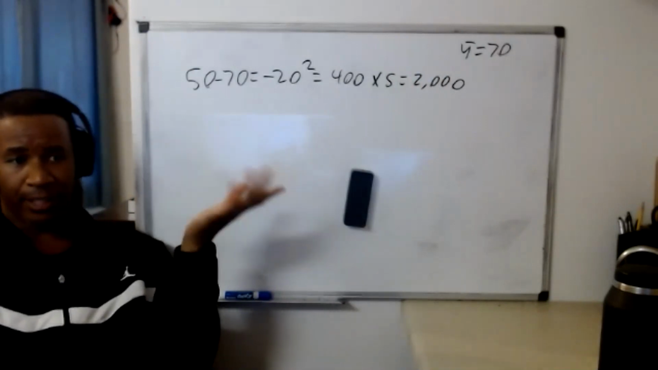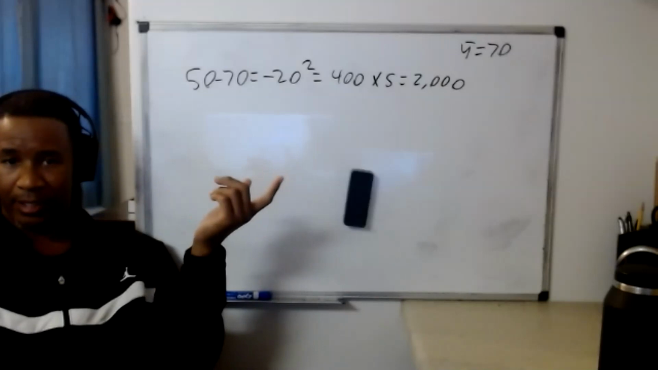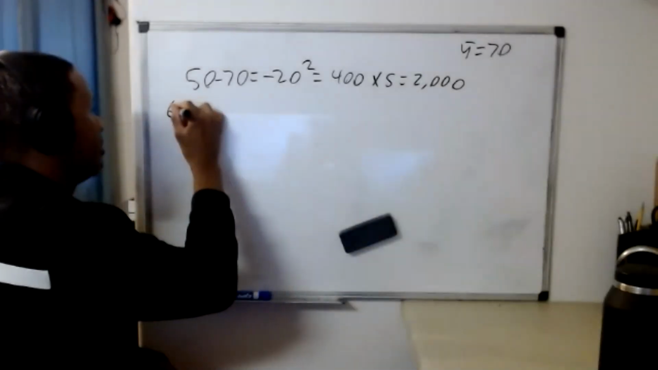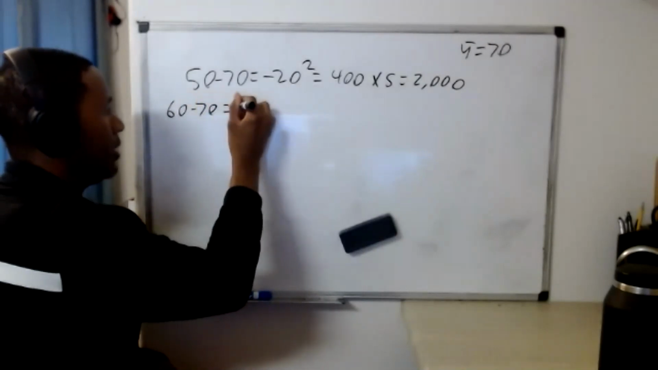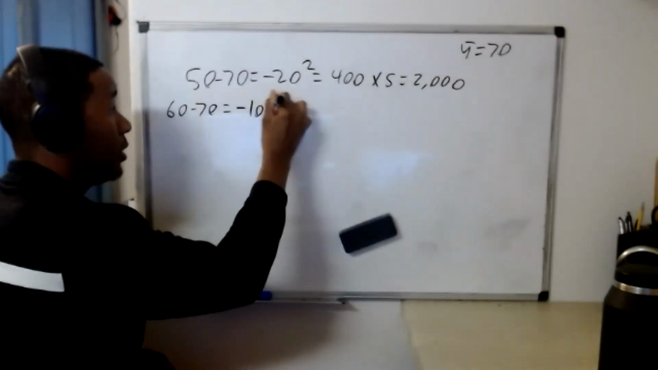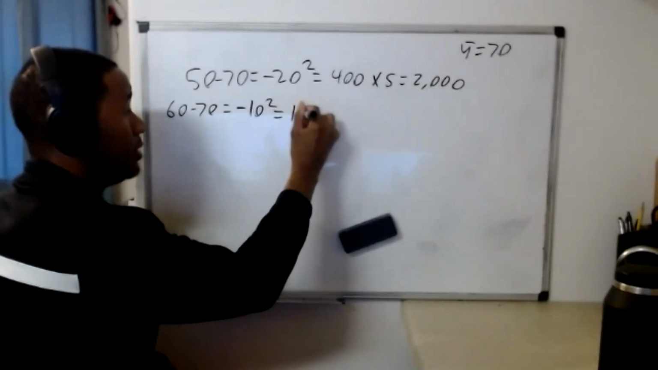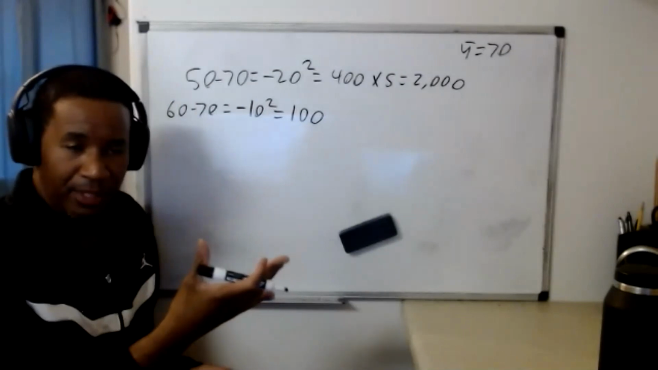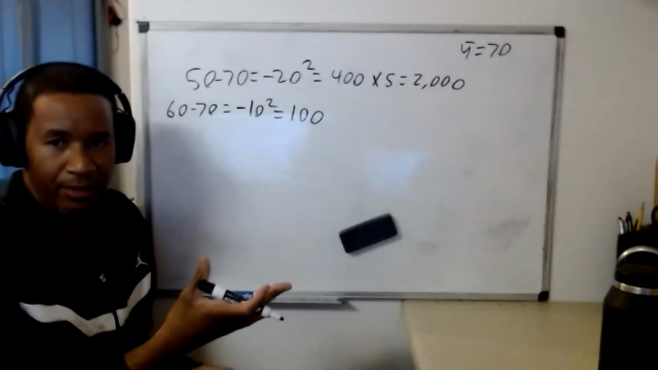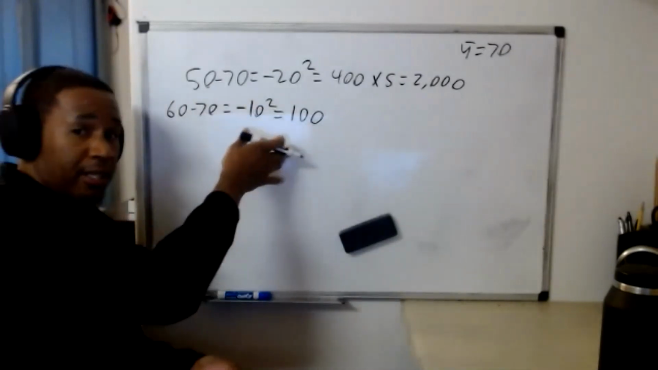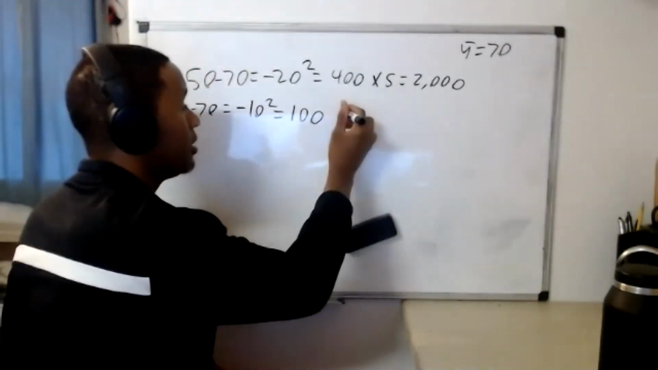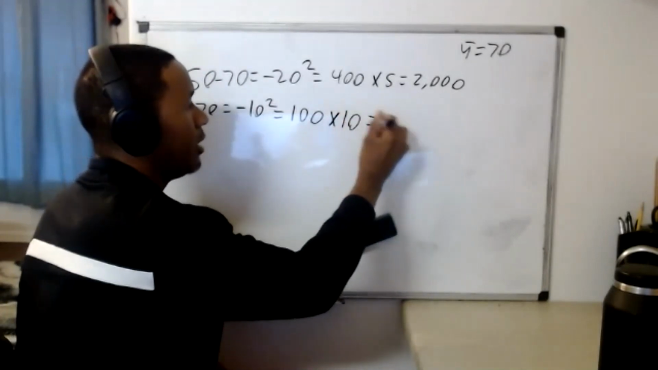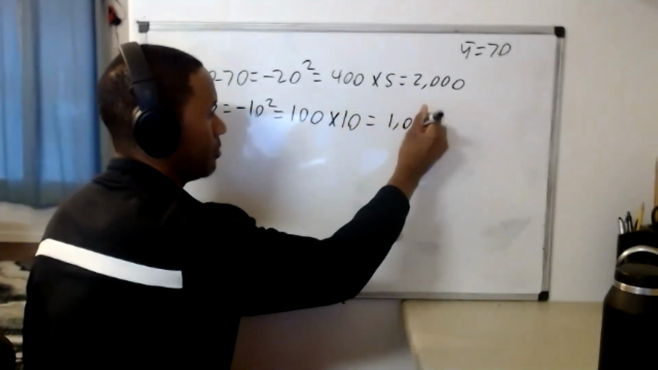So now that I have this, all I need to do is jump over to the next one. I know that the next score is 60. Again, 60 minus 70 gives me a deviation of negative 10. I square that up, and I'm going to get a positive 100, okay? Now I could do this 10 more times, because 10 people got 60, but I don't want to do that. So I'll take this 100 and multiply it by its frequency, which is 10, and then I would get 1000.